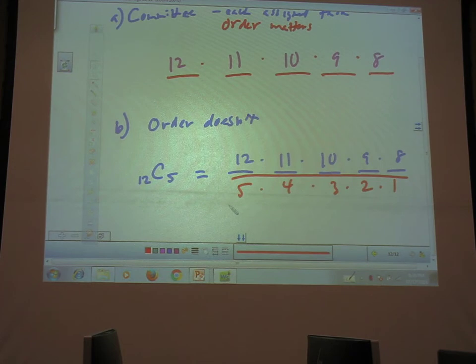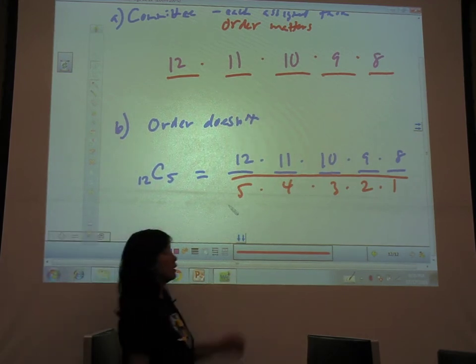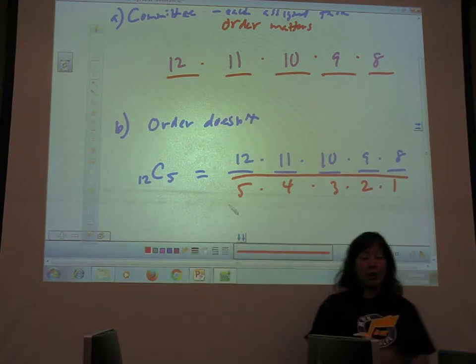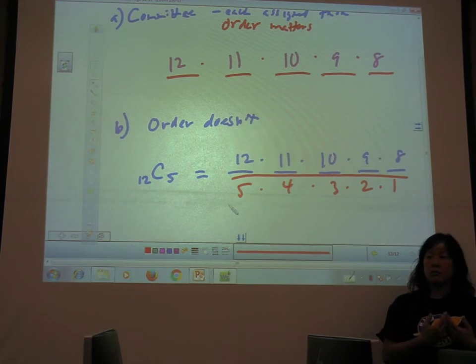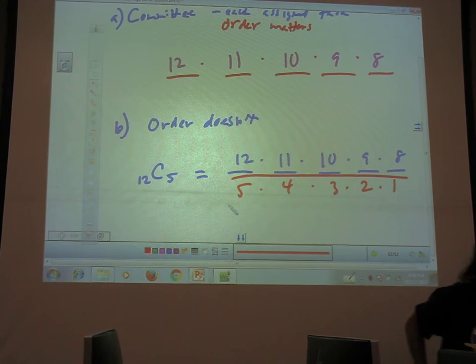So how many ways are there of arranging 5 items? 5 factorial. Right, 5 items, 5 factorial. How many ways are there of arranging 4 items? 4 factorial. Good? All right, let's take a quick break before we do the last one.